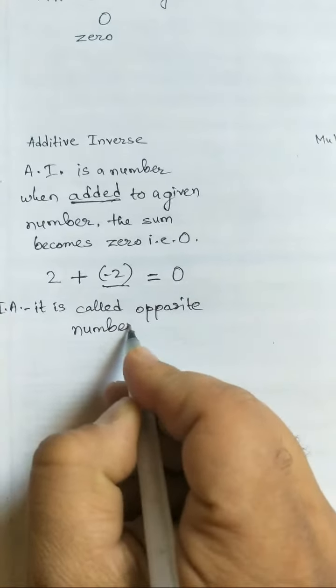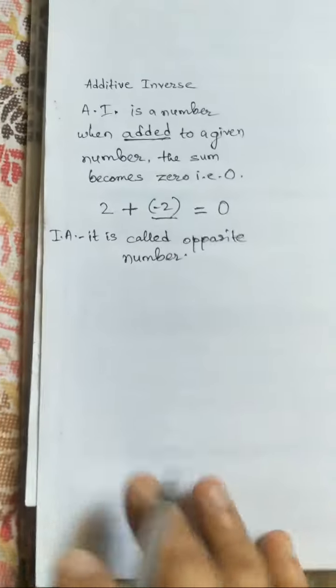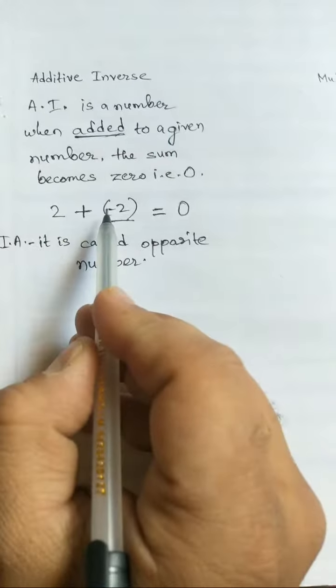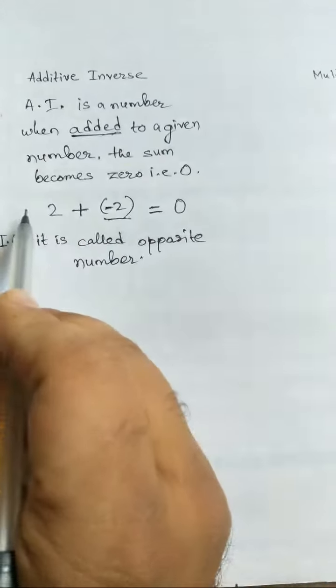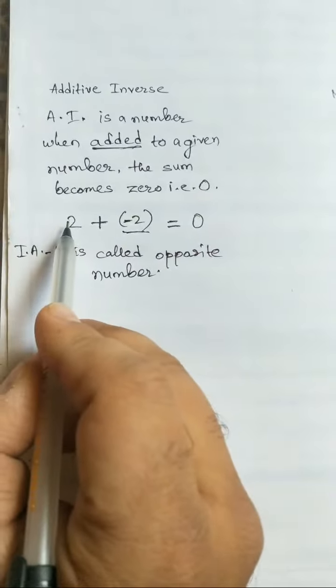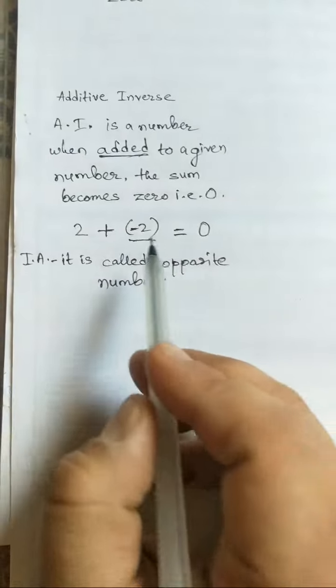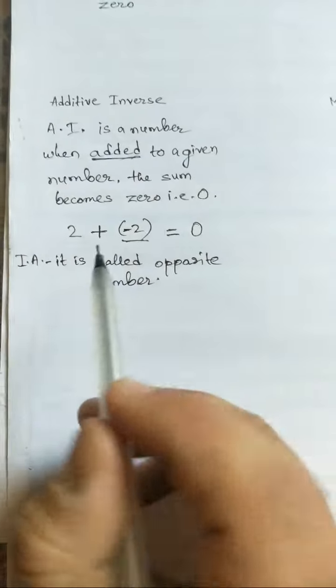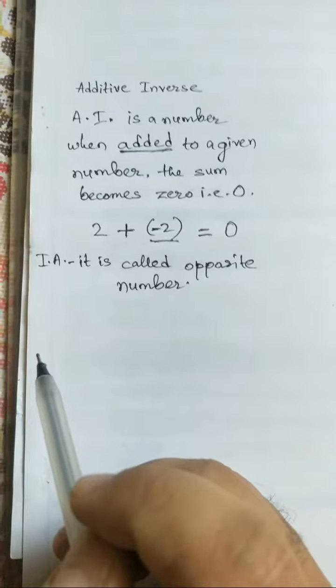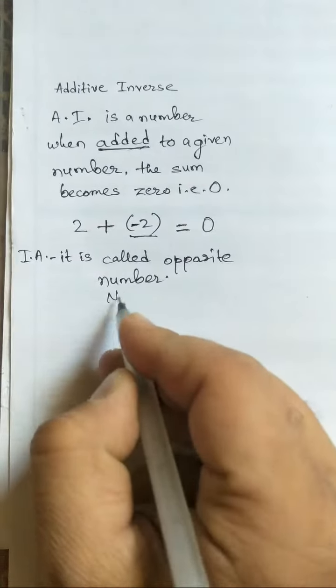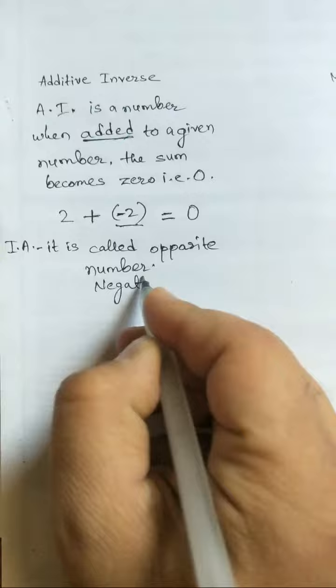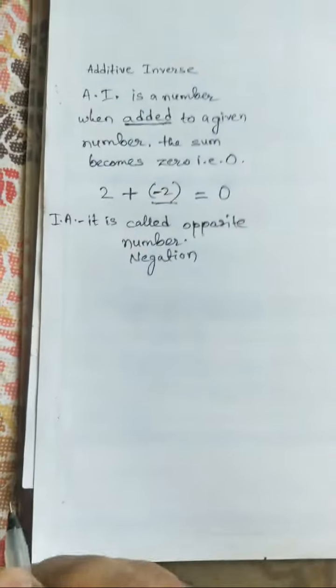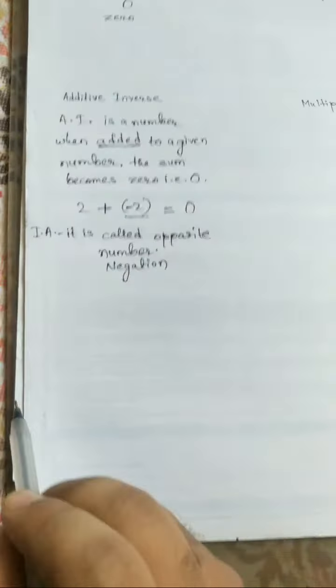And what is the difference between the number and its additive inverse? The difference is just that of a sign. 2 is a positive number, so minus 2 will be the additive inverse of plus 2. It is also called a negation. Opposite number, negation, all these are names of the additive inverse.